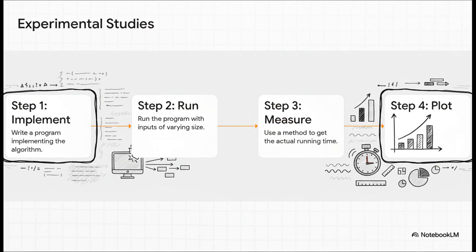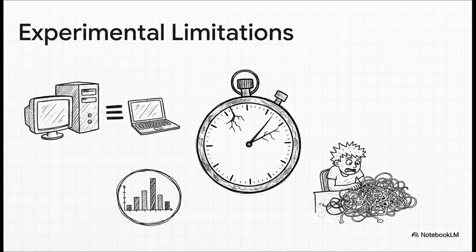You write the code, you run it with a bunch of different inputs, you measure the time super precisely, and then you plot the results on a graph. I mean, on the surface, this feels foolproof. What could be more direct than just measuring the actual time it takes? But here's the catch. The stopwatch can lie, or at least it doesn't tell you the whole story.